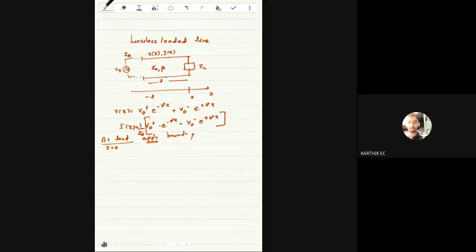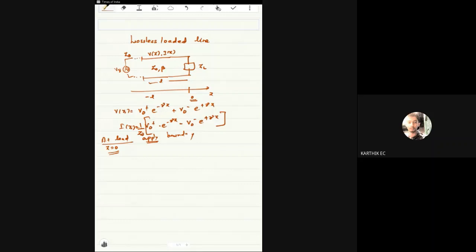Because for the load, I should know what kind of load it is and how it is going to influence the voltage and current. So at the load I am going to apply the boundary condition. When I apply the boundary condition, what is the z value at the load? At z equal to 0 we have a load. Our load is placed at the origin.